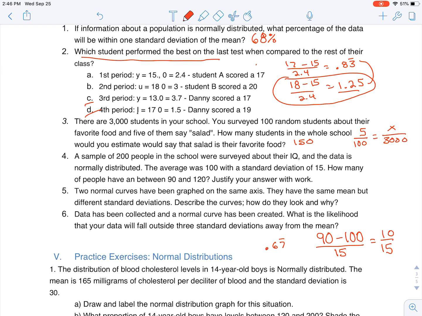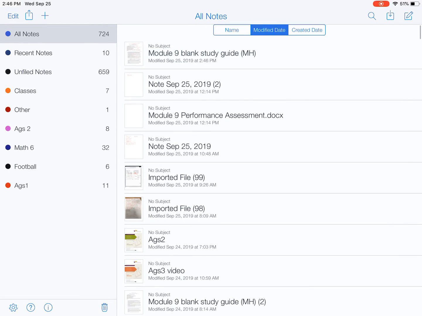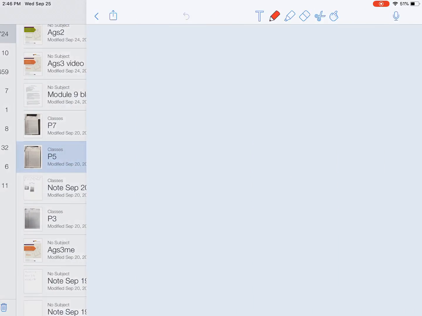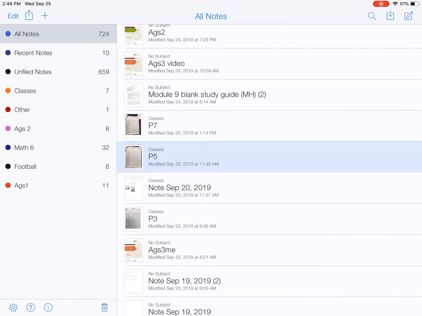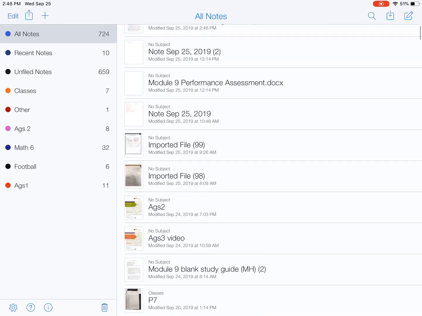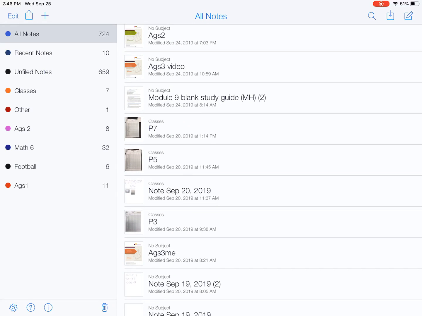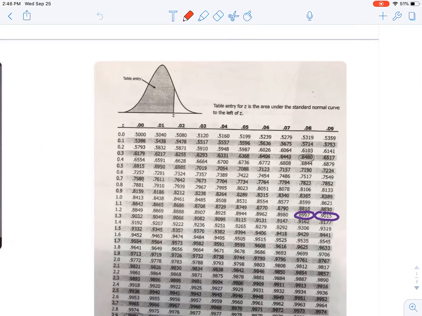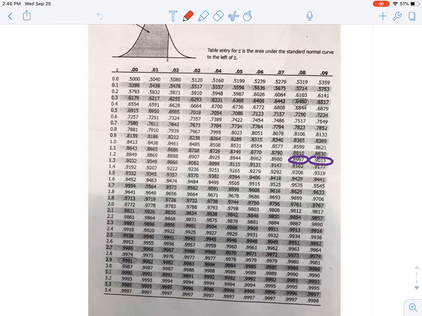Okay, so we need to go and find that on our z-score chart, and I'm hoping I have that in here somewhere. That is a class list. Oh, come on, there's so much stuff in here. Yeah, here it is. Okay, so 0.67 on here is going to be right here. Oh no, I'm sorry, I'm doing that incorrectly. I'm rushing, I'm going too fast.